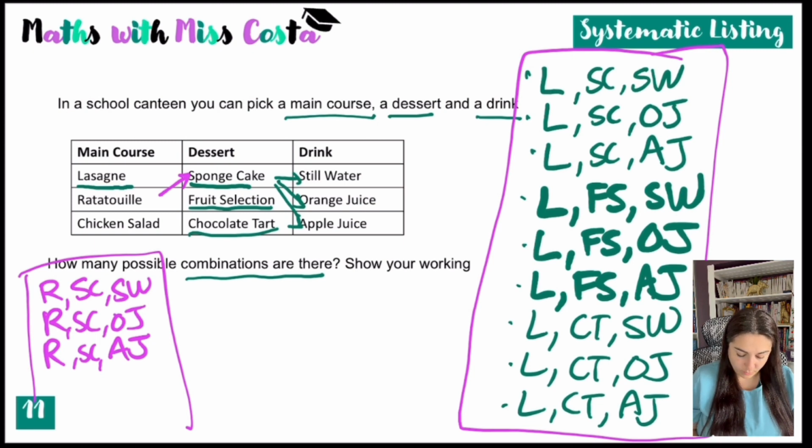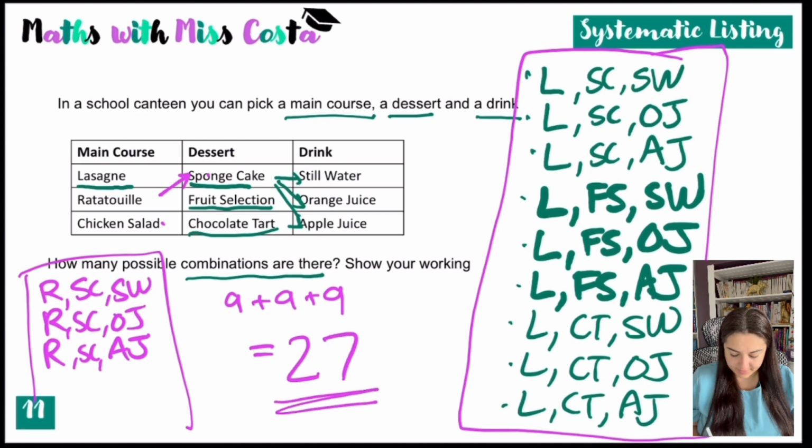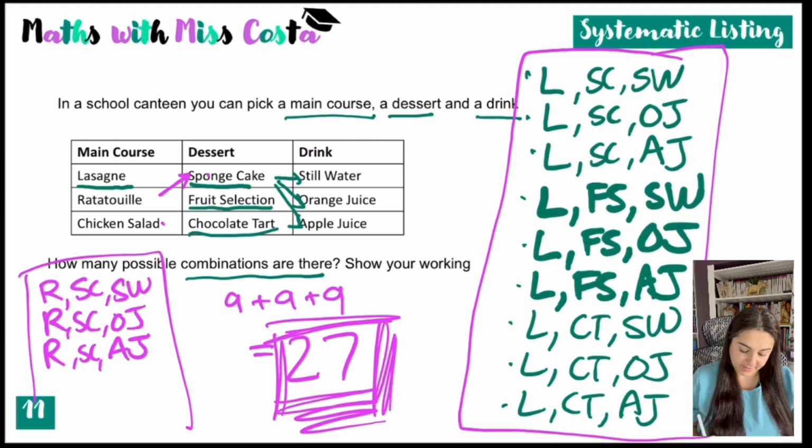And similarly with the chicken salad there are also going to be 9 options. So 9 plus 9 plus 9 gives you 27. So therefore there must be 27 combinations.